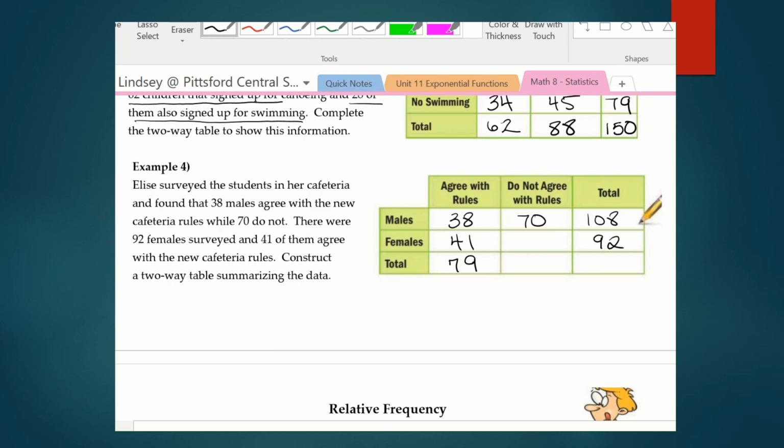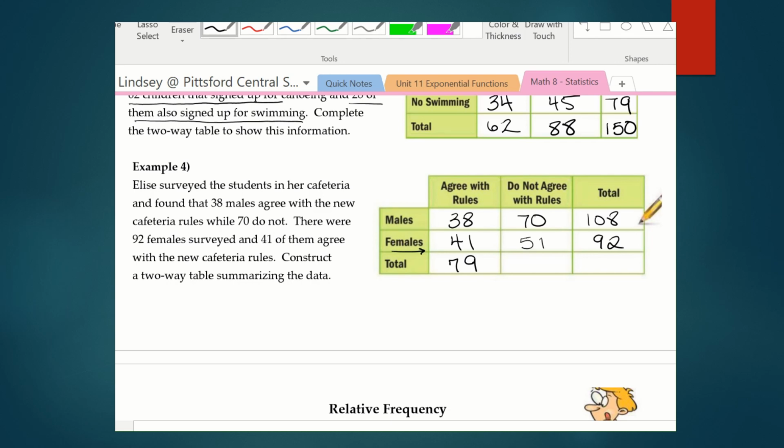If I look at the females row here, 92 females were surveyed, 41 agree with the rules. So how many don't agree with the rules? 92 minus 41 gives us 51.